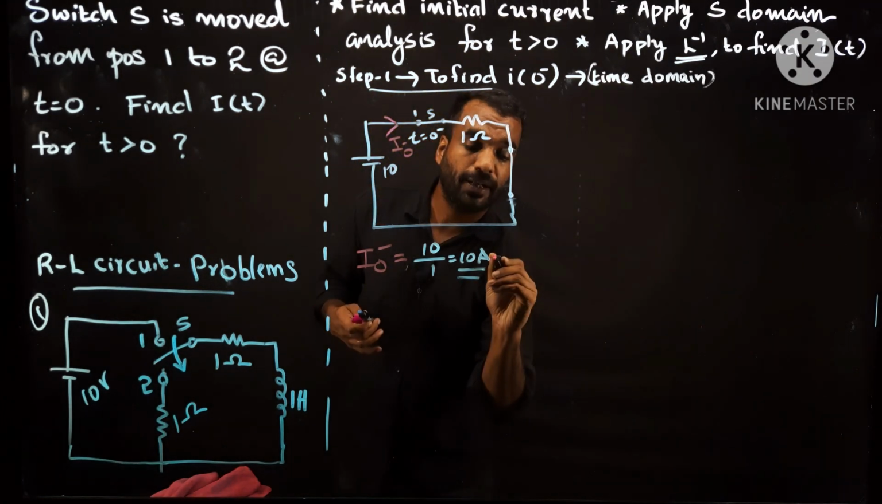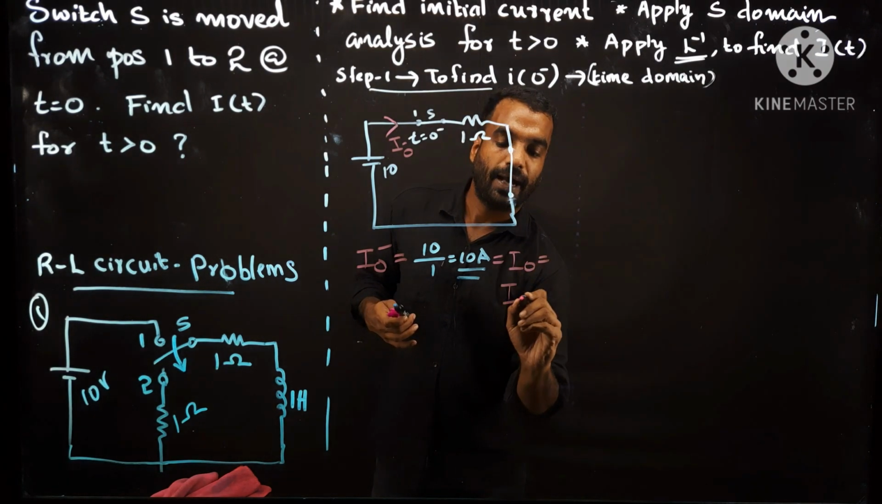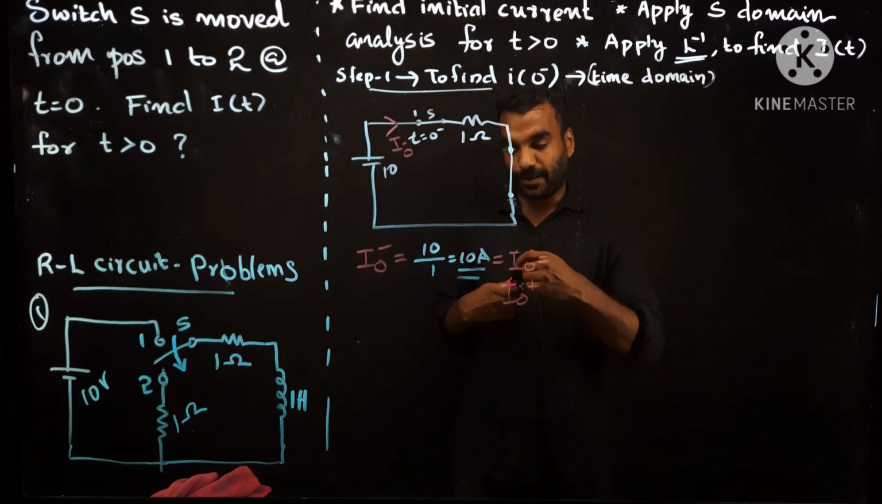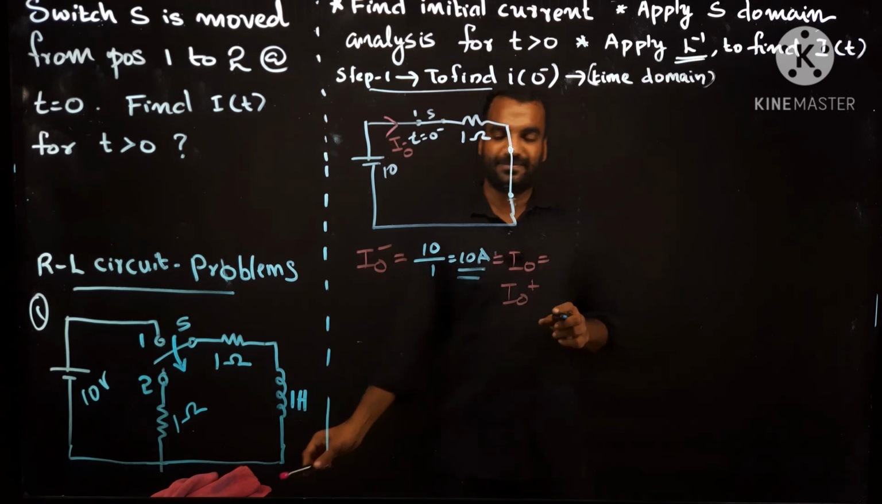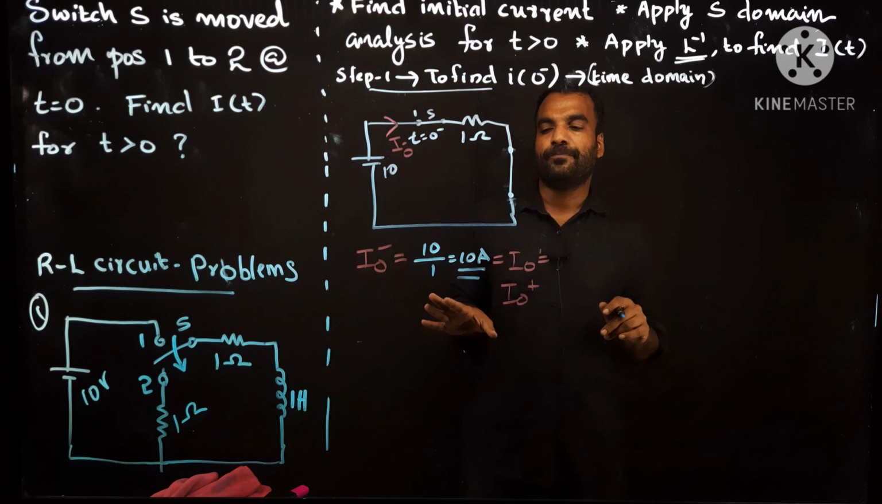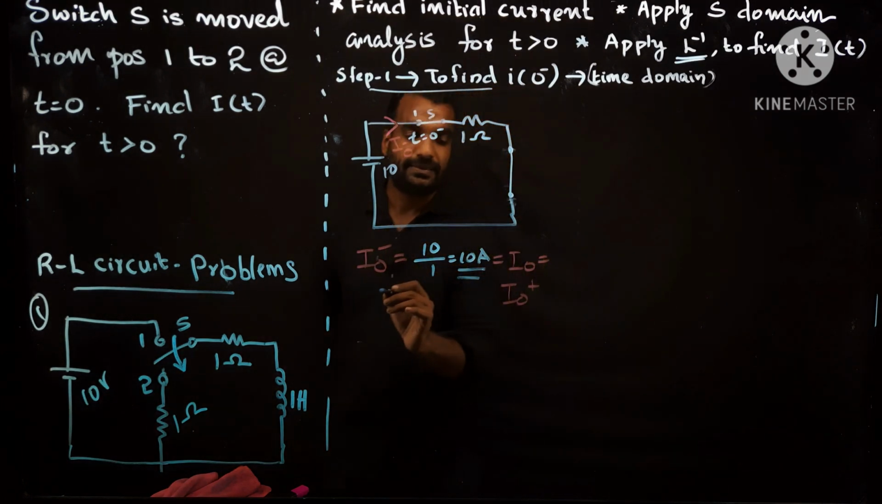That should be equal to I0, and that should be equal to I0 plus. Why? Because the inductor will not permit sudden change in current. These three instants are very close, so the current in the three instants will be the same. So the initial current is equal to 10 ampere. Keep it in mind. Now, second step.